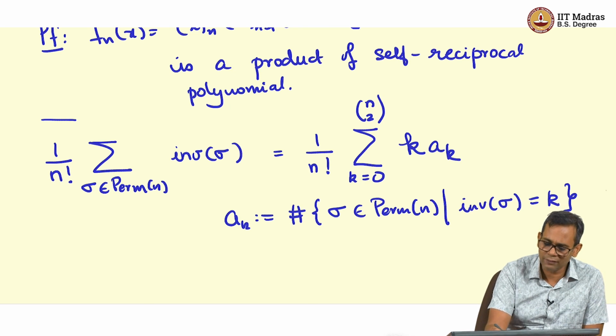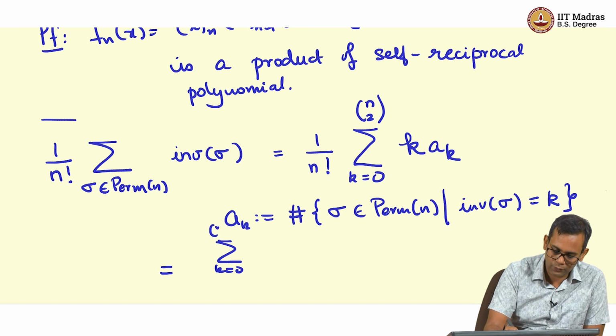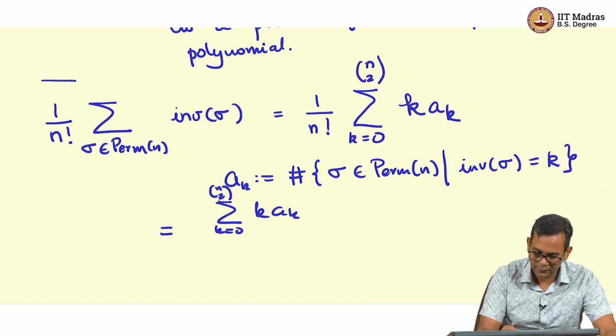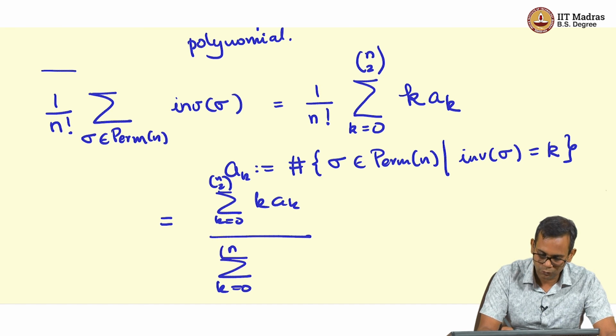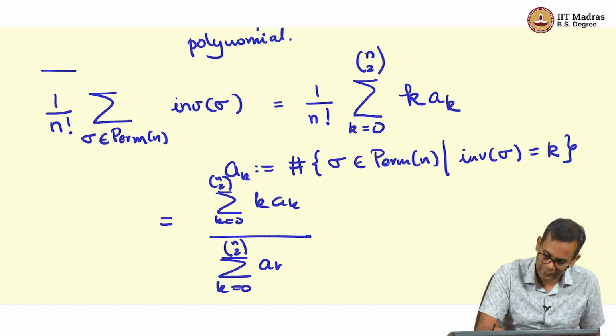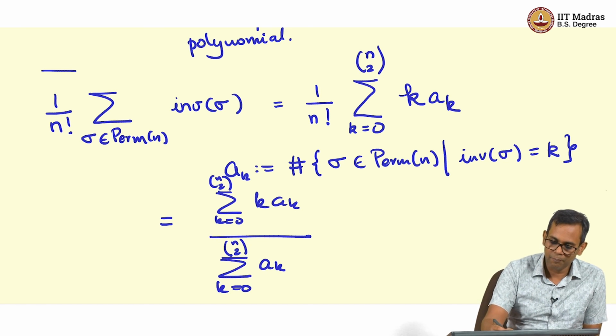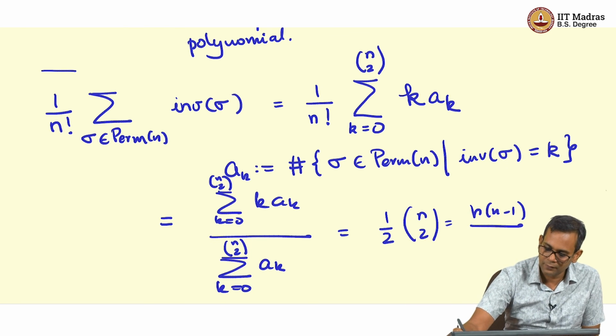And this n factorial, well, it is the number of all permutations. So, this is equal to summation k goes from 0 to n choose 2 k a k divided by summation k goes from 0 to n choose 2 a k. And this we have seen, because this a k is a reciprocal sequence, has to be exactly half of n choose 2, which is n into n minus 1 by 4.